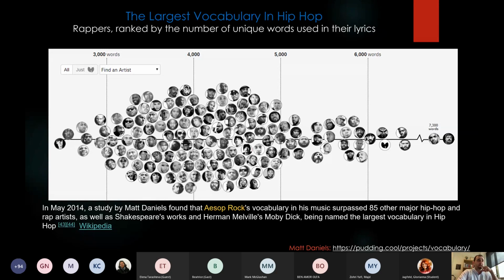And one of those was A$AP Rocky. And it was actually discovered that he's using a lot of words in his hip hop music or songs that could actually be compared to Shakespeare's or Herman Melville's Moby Dick or whatever, in the uniqueness of words and phrases.